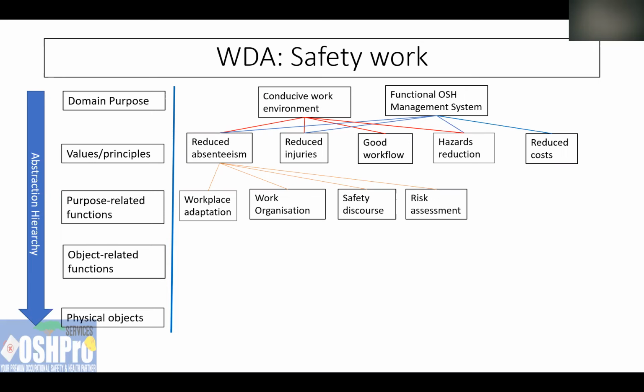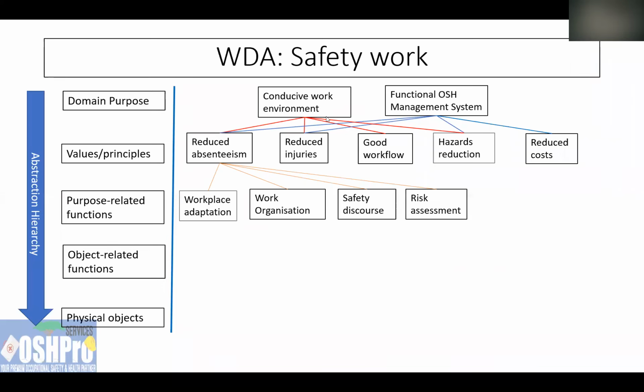And then we go to reduce injuries, and we do the same. And we go to workflow, and we do the same. And we go to hazards, and we do hazard reduction, and we do the same. But let's continue. Let's take one more and go one step further down, and look at object-related functions. What are these? What do we need to do here?